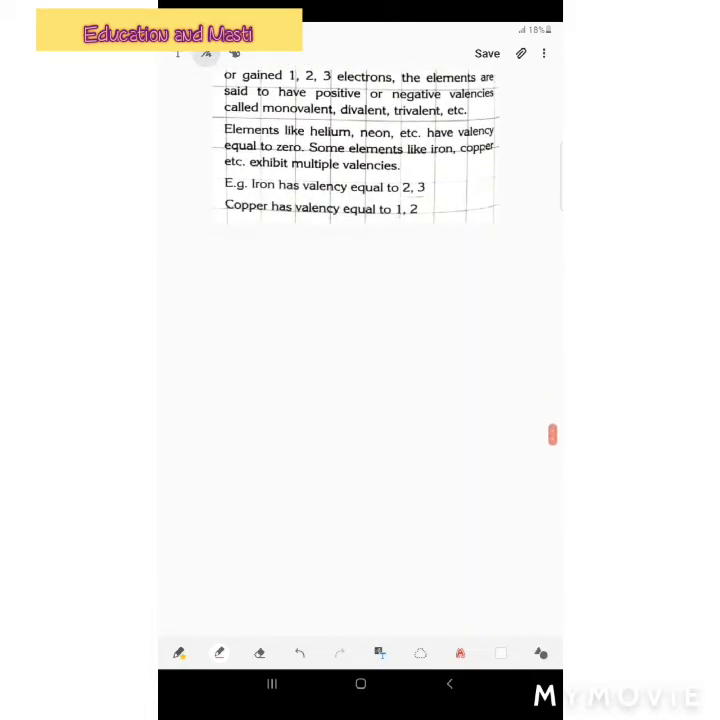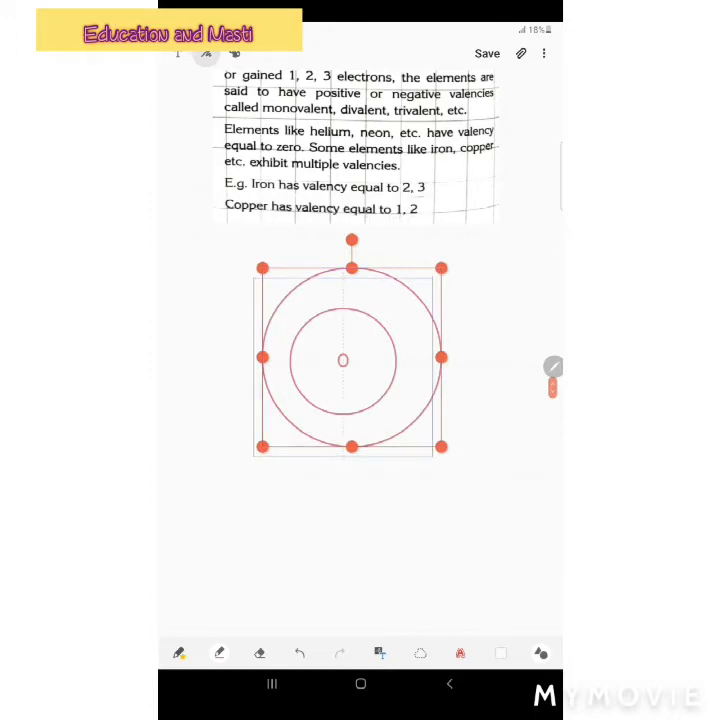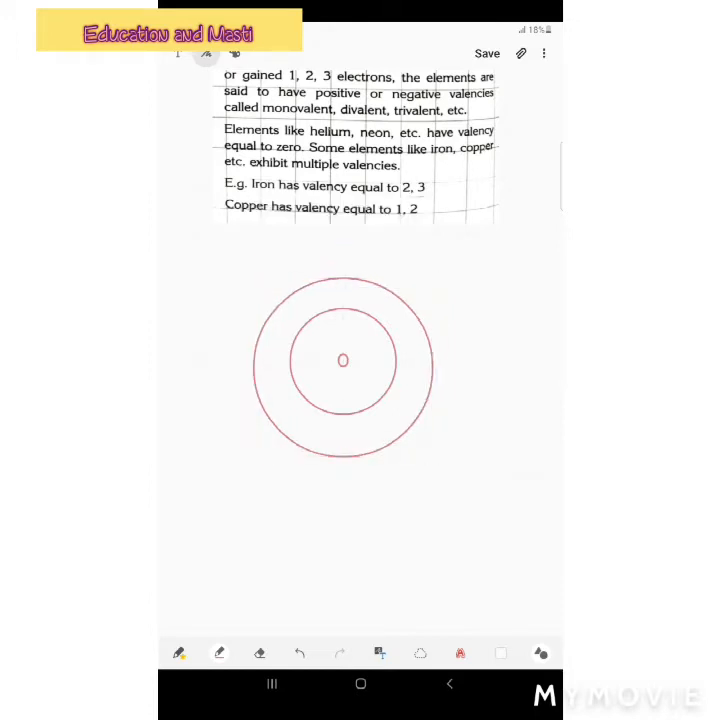For example, let me draw one circle here. One more circle I will draw inside, for the proton and neutron. Any small circle I can take. And here again I will take one more big circle like this. Okay, let me arrange this. Now here I will write the proton and neutrons.